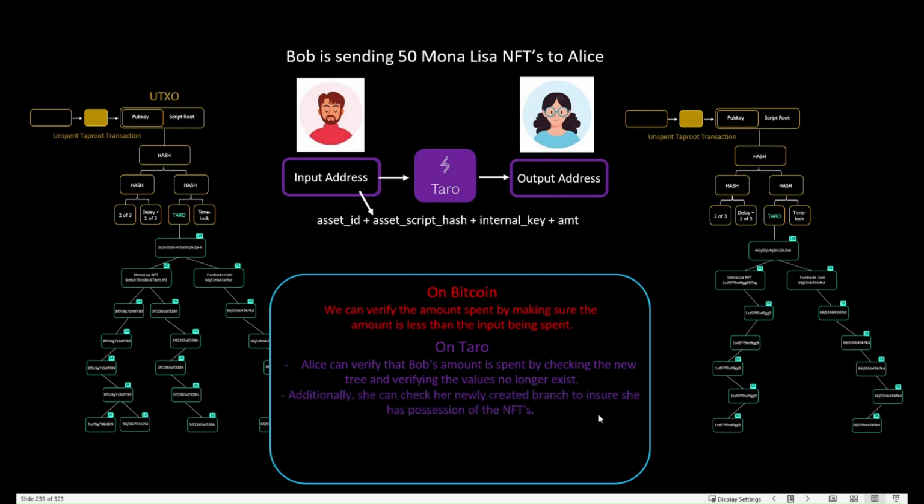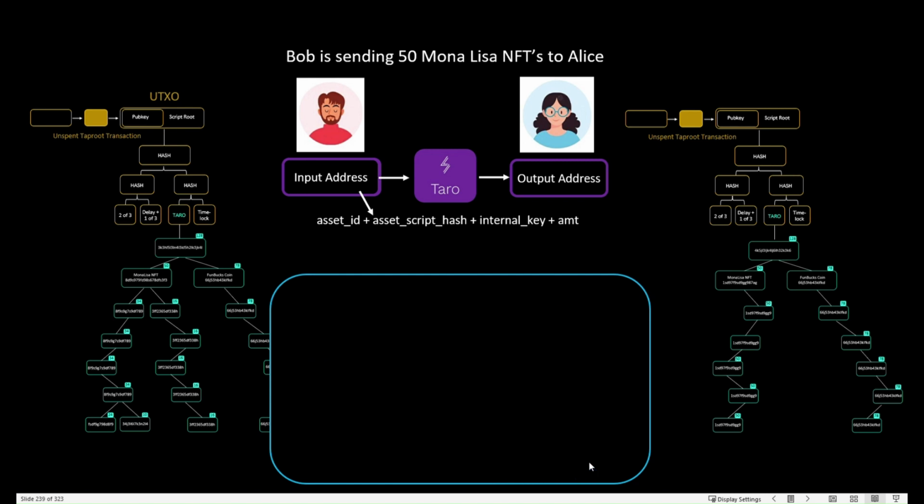Additionally, she can check her newly created branch to ensure she has possession of the NFTs. She can also verify Bob's assets moved by viewing the root amount of Bob's tree. She has no visibility on Bob's other assets since he has not revealed any proof of those.